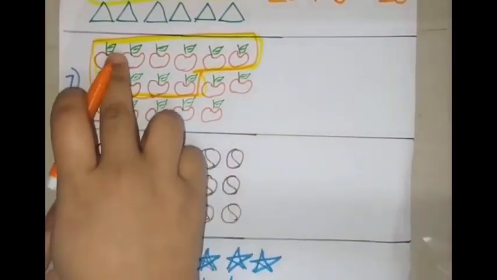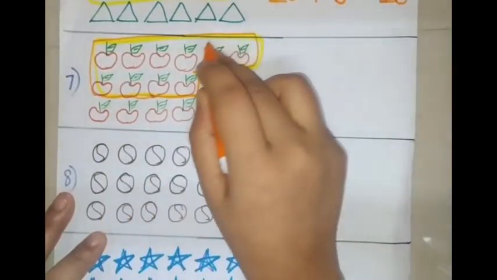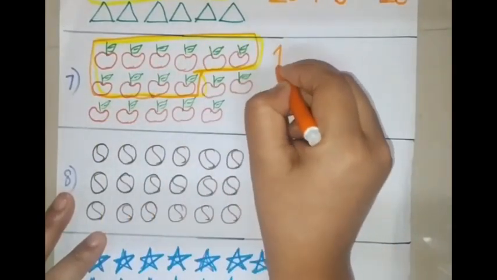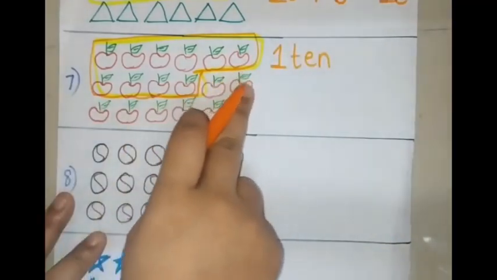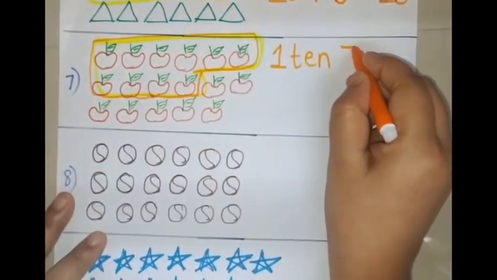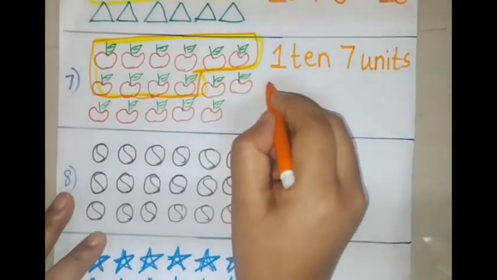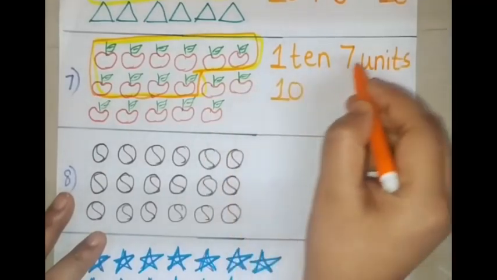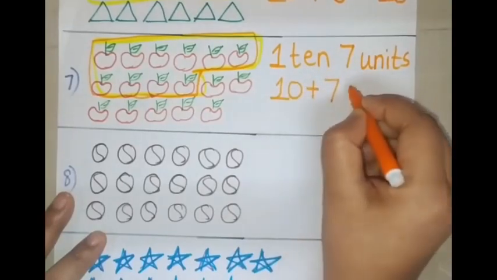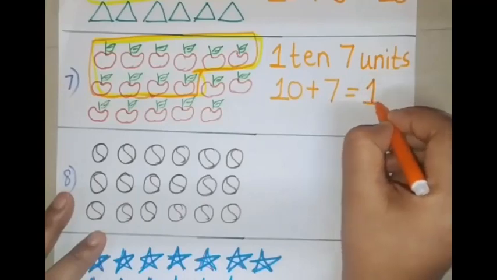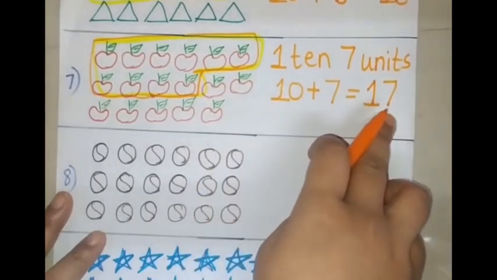So for this one group of 10 apples we will write 1 ten, and the remaining 7 apples we will write as 7 units. So 1 ten means 10 and 7 units means 7. That means 10 plus 7 is equal to 17. So 10 and 7 make 17.